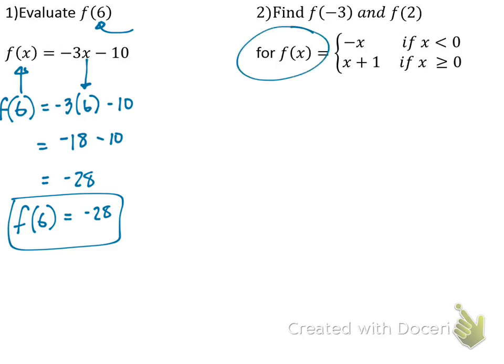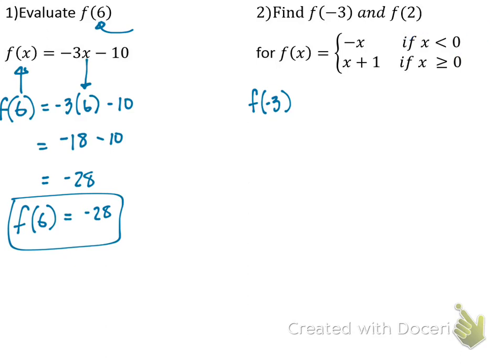It says if x is less than 0, then use this one, and if x is greater than or equal to 0, use this one. So we have to think about which machine we're going to put it into. Okay, so let's start with f of negative 3. We know negative 3 is less than 0, right?